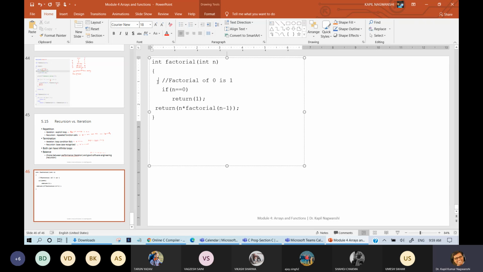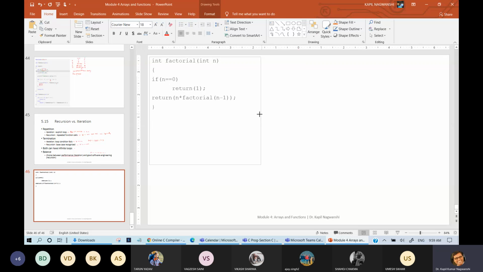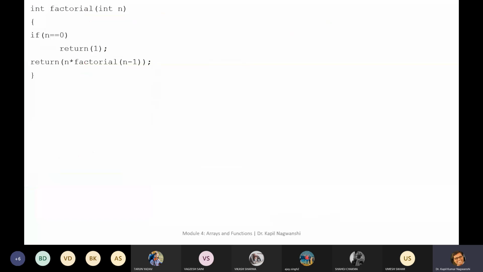So I am removing all these things, but you need to write the base case. This is our base case. Each and every function which will call itself needs a base case. If we call a function here, it is the base case.